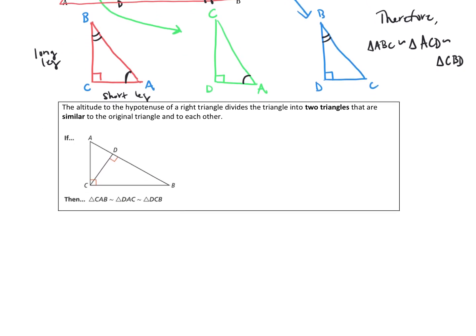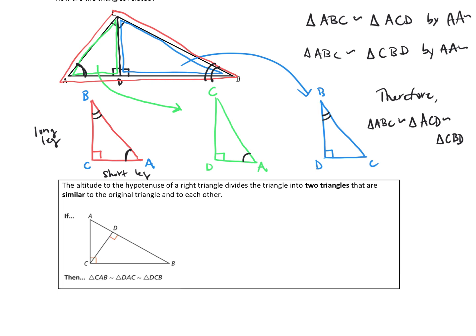Okay, so here's what that theorem is. The altitude to the hypotenuse of a right triangle. So here's the altitude, it's to the hypotenuse, it's hitting the hypotenuse of the right triangle right here, divides the triangle into two triangles that are similar to the original triangle and to each other. So I was maybe going to redraw these, but we just went through all that detail up here, so I don't think we need to redo it. So just make sure that that's nice and neat.